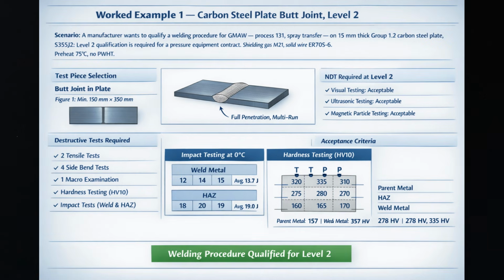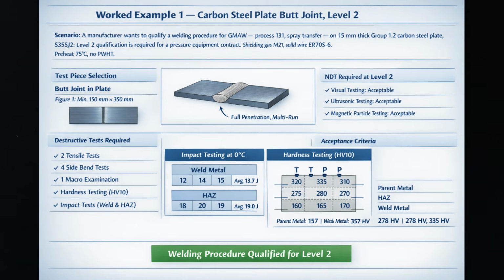Worked Example 1, Carbon Steel Plate Butt Joint, Level 2. Scenario: a manufacturer wants to qualify a welding procedure for GMAW, Process 131, spray transfer, on 15 mm thick Group 1.2 carbon steel plate, S355J2. Level 2 qualification is required for a pressure equipment contract. Shielding gas M21, solid wire ER70S-6. Preheat 75 degrees Celsius, no PWHT.